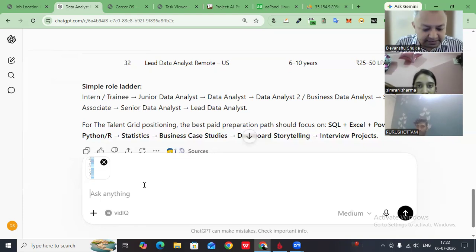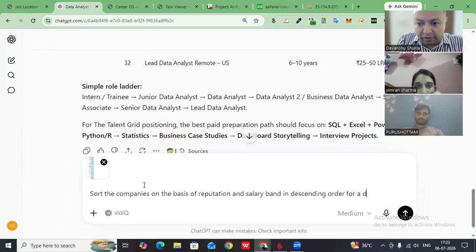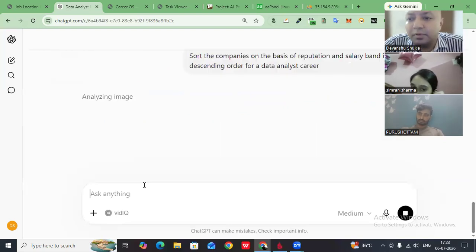Now, let's just sort this. Sort the companies on the basis of reputation and salary band, from salary band in descending order, for a data analyst career.